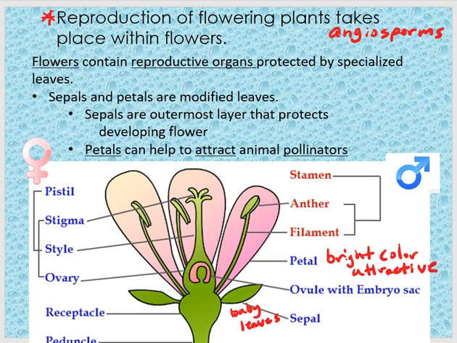That starts the whole process. You have to have a pollinator, something that's going to come through and move the pollen from flower to flower. That's what starts the whole reproductive process.